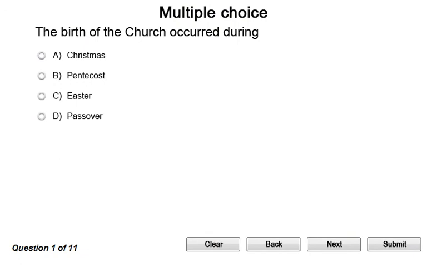We now have some questions we want to review. The birth of the church occurred during what? Was it Christmas, Pentecost, Easter, Passover? The answer is Pentecost. That's when the church started in Acts chapter 2.